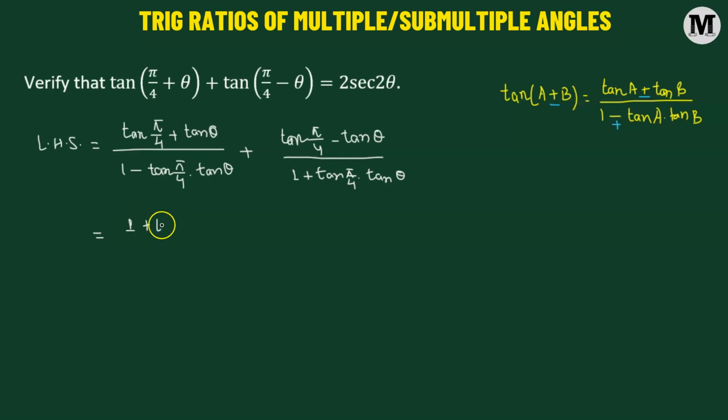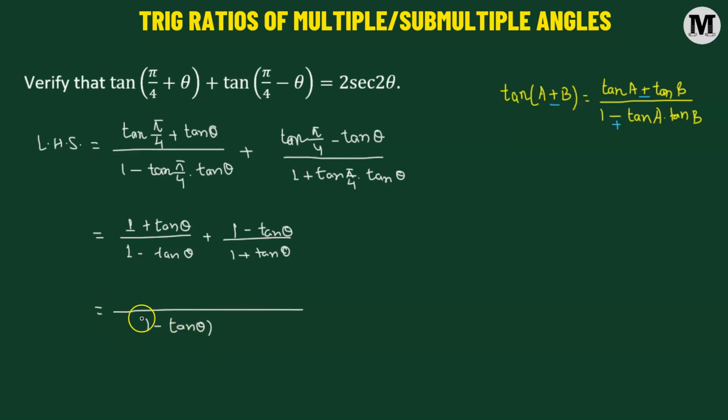So we get 1 added to tangent of theta divided by 1 minus tangent of theta, added to 1 minus tangent of theta divided by 1 plus tangent of theta. Now let us combine these two fractions. So here we have a combined denominator, 1 minus tangent of theta multiplied by 1 plus tangent of theta. Next, the first term will be 1 plus tangent of theta whole squared, added to 1 minus tangent of theta whole squared.